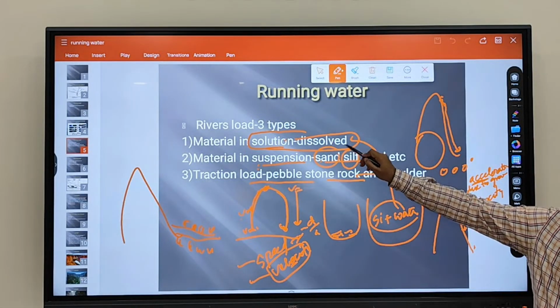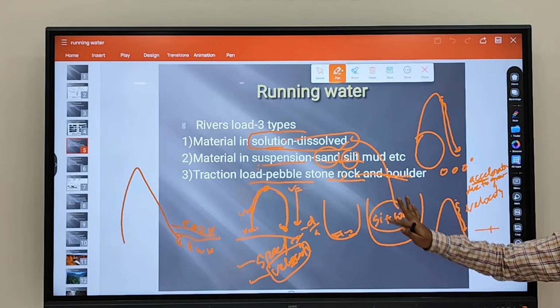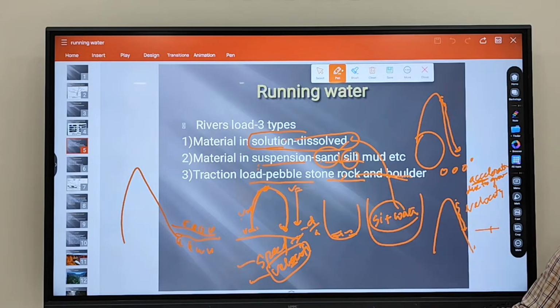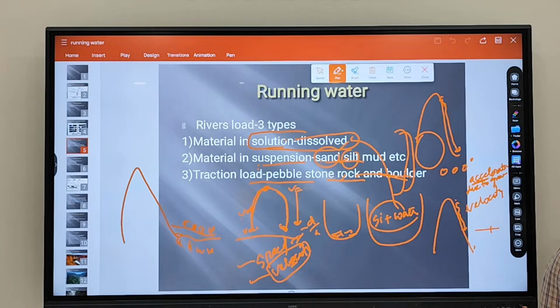Clear? So that's why with running water, you'll see there are three types of material: material in solution, material in suspension, as well as material in the form of pebble, stone, rock, and boulders. These are carried by the running water. So this is the erosion that the river is doing. Fine.